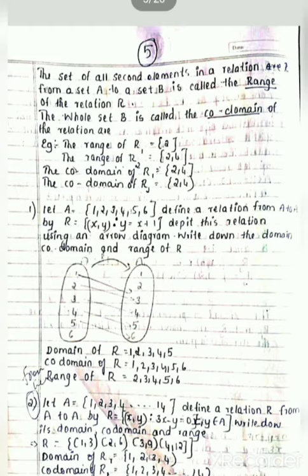So what is the domain? {1, 2, 3, 4, 5}. See, students, kindly note down here, all the elements should be written inside the flower bracket: domain, codomain, range, everything. She has not written there.